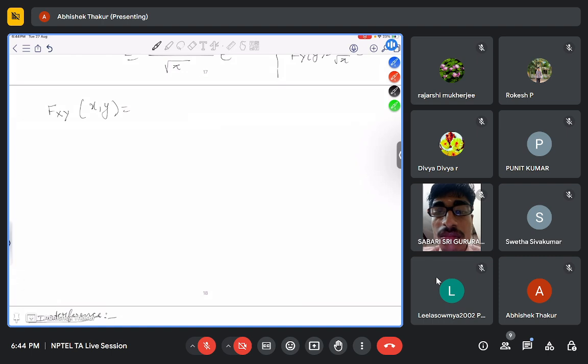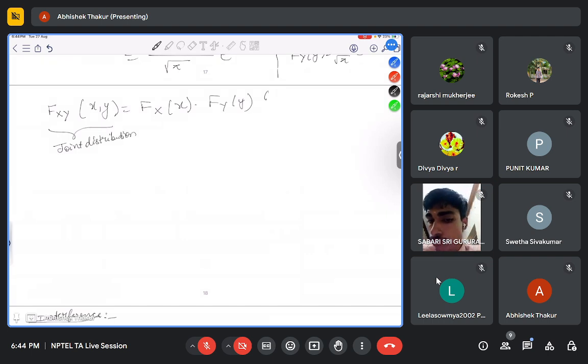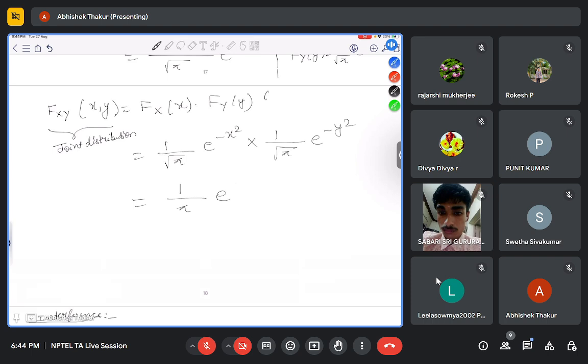So assuming x, y are independent random variables, we can write the joint distribution as fx(x) into fy(y). So this is the joint distribution. This will be written as 1 by root pi e to the power of minus x square into 1 by root pi e to the power of minus y square. So this will become 1 by pi e to the power of minus (x square plus y square).